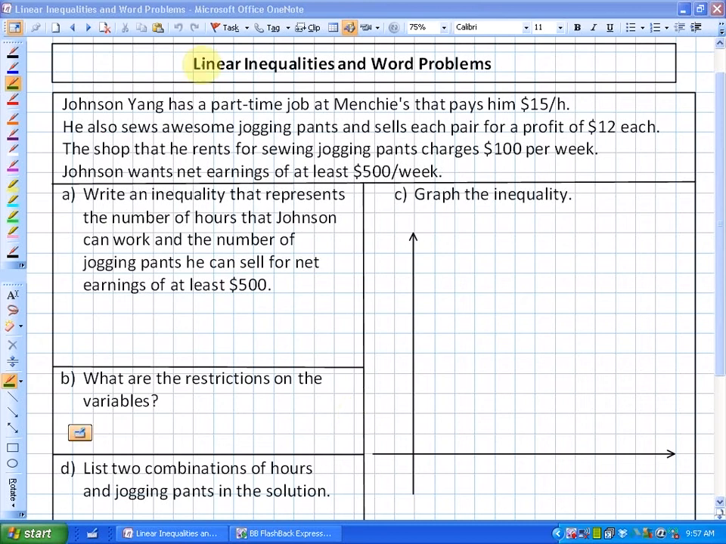In this lesson, we're going to look at how linear inequalities and word problems interact, or how linear inequalities apply to word problems. We're just going to investigate one word problem and see how it applies.